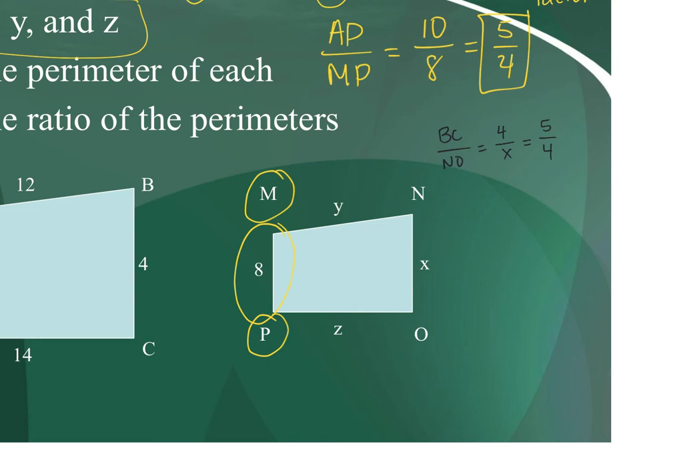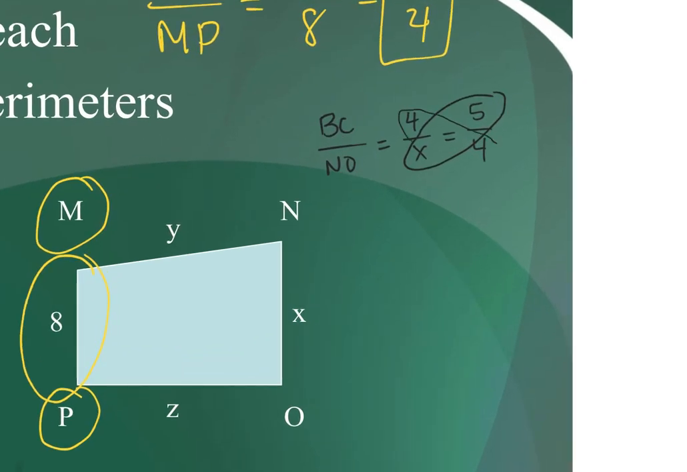This is going to be cross multiplied. So we're going to get 5 times X and 4 times 4. This will be 16 equals 5X. We divide by 5. Divide by 5. And we're going to get X equals, does 16 over 5 simplify? No. But how many times can 5 go into 16? 3. And what's left over? 1 over 5. So 3 and 1/5.